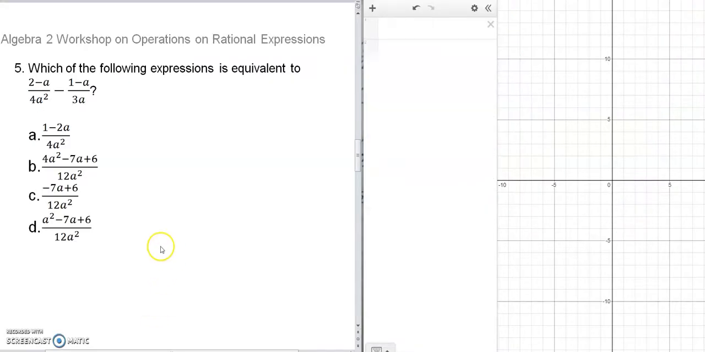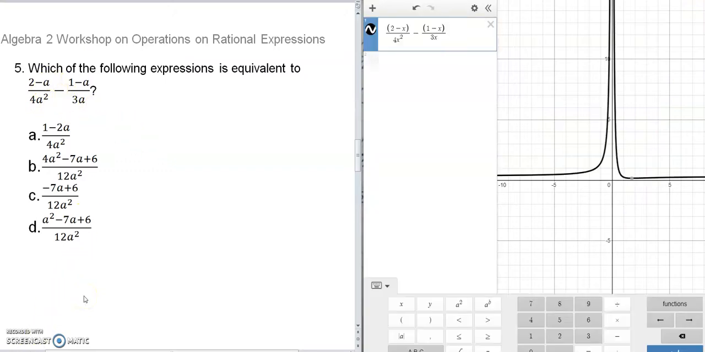Let us now go to number 5, but then we will have to change all the letter A's into X. Let's plug it in on Desmos. Now plug in all the answer choices and see which one overlaps the original expression. A is not the answer.